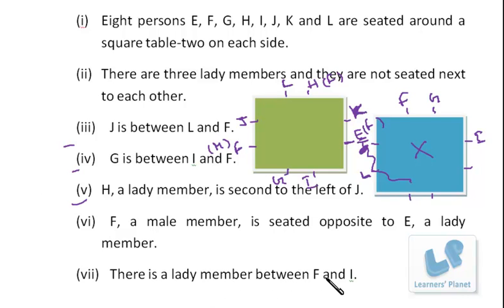Now there is a lady member between F and I. So F and I, this is a lady member. That means G is female. So we have three females. That is G, this E, and this H, right? And now we have made all the arrangements. So now let's answer the questions.